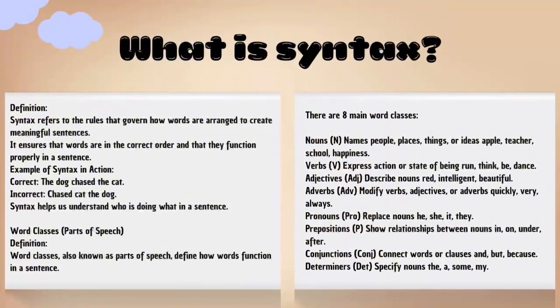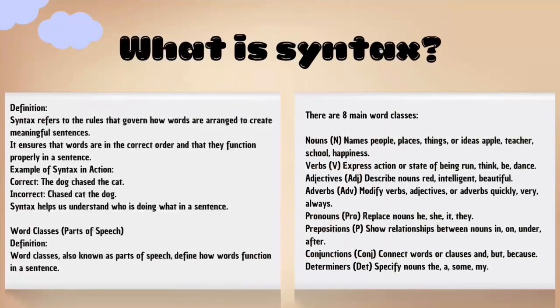Verbs. Words that express action or state of being. For example, run, dance, think, be, seem. How verbs function. As the main action, he runs in the morning. As a linking verb, she is happy. As an auxiliary verb, she has finished her homework. Verbs are the heartbeat of a sentence. Without them, we wouldn't know what's happening.